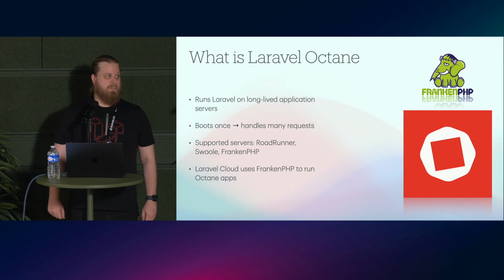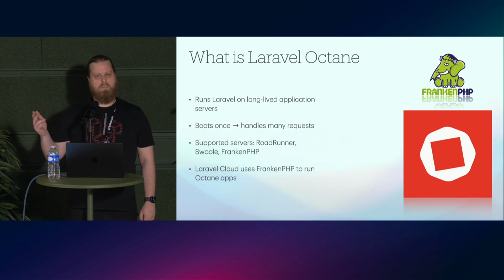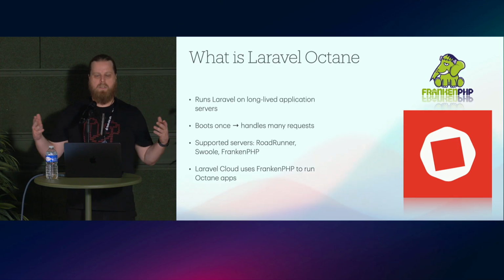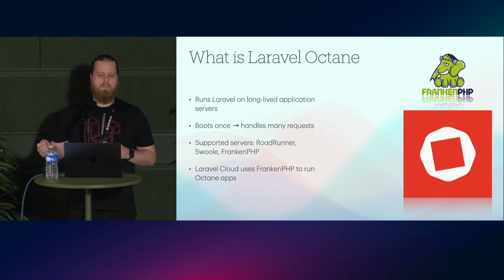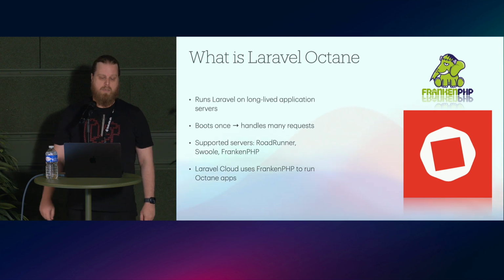So what is Laravel Octane? Octane is our way of running PHP on a modern application server. By default, Laravel runs on PHP FPM, which you're familiar with. The whole app boots with every request. But with Octane, it boots once. It keeps the app in memory and then just feeds requests to it. The package itself can run with several different servers. There's RoadRunner support, Swoole, and FrankenPHP. And that's what we chose for our platform offering Laravel Cloud to run Octane apps on FrankenPHP.